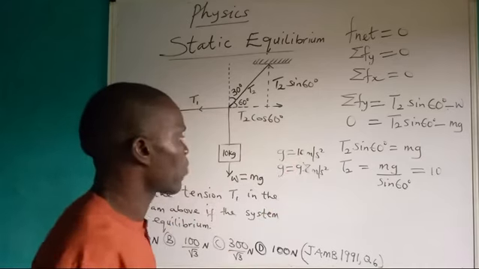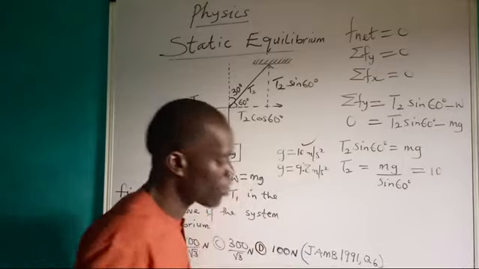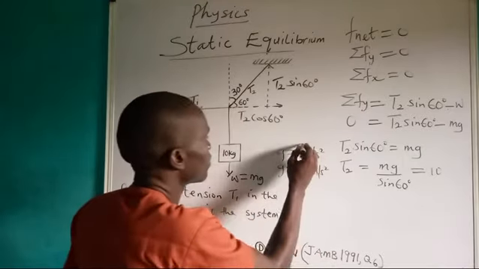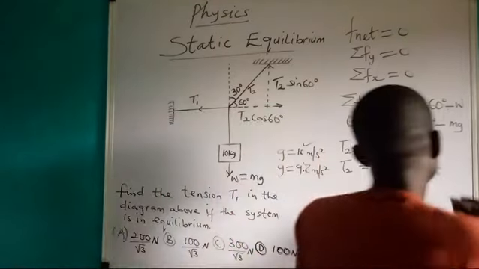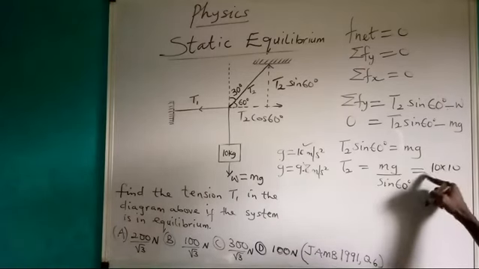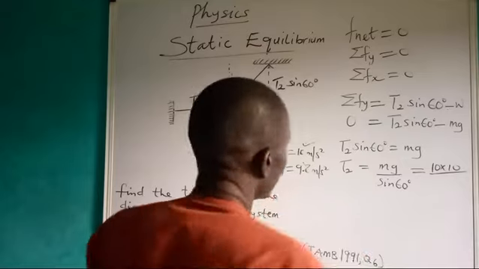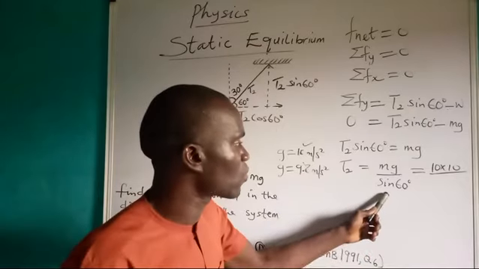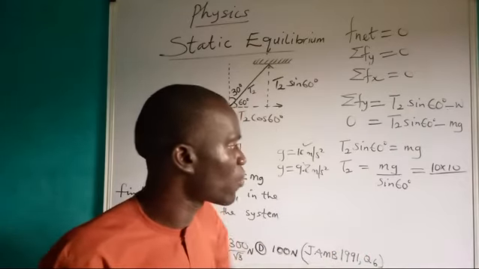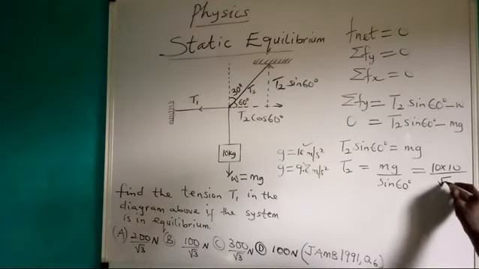Now I hope we understand that aspect. It means that in this case we'll be using this one. Now we'll have 10 times 10 all over sine 60. I'm going to be using surd form to solve this. I'm not going to look at it in the decimal way. It means that sine 60 is simply root 3 over 2.